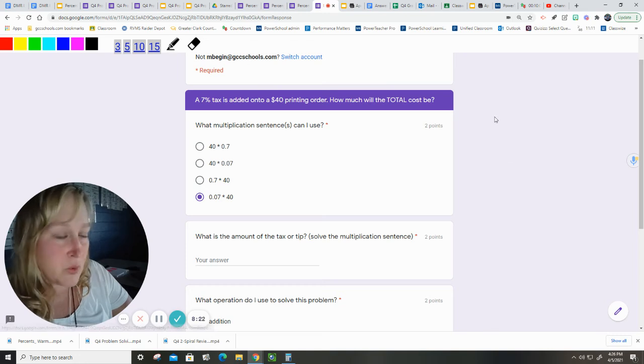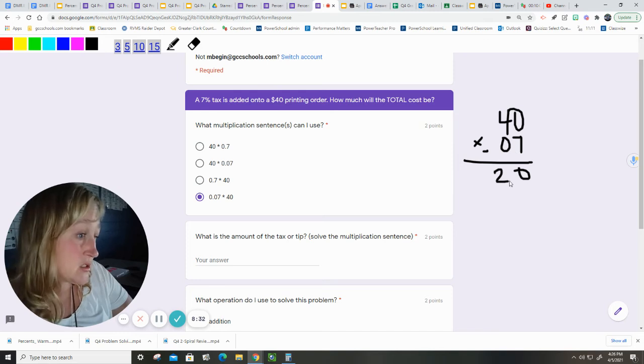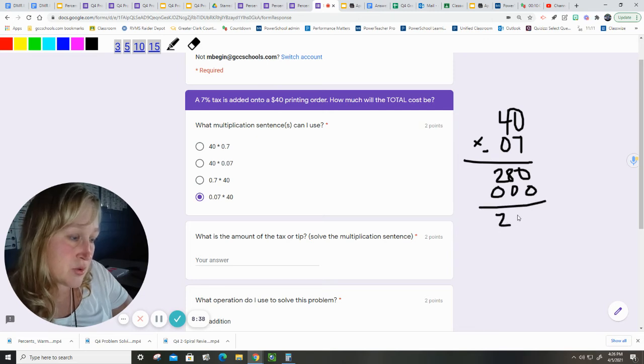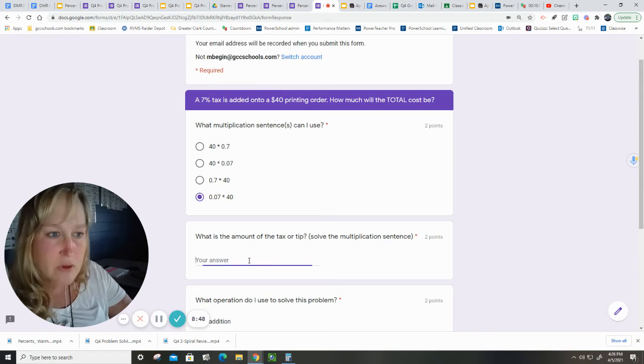40 times 0.07. This is 0.28. And then carry the place value to 80. I have 2, 1, 2. So it is $2.80 is the tax.